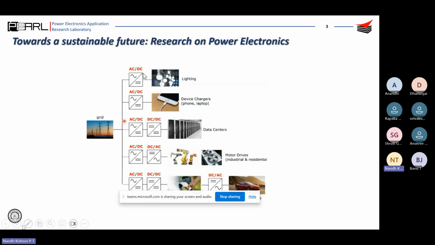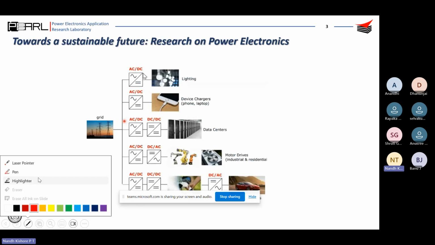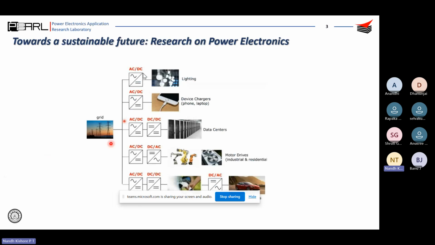Okay, so I'll just have my laser pointer on. Yeah, so the necessity for power electronics came about because of the obvious necessity for power conversion from AC to DC or DC to AC, vice versa, and of course from one frequency of AC to another frequency of AC. Okay, so an example is shown over here, and this diagram kind of encompasses all the applications of power electronics.